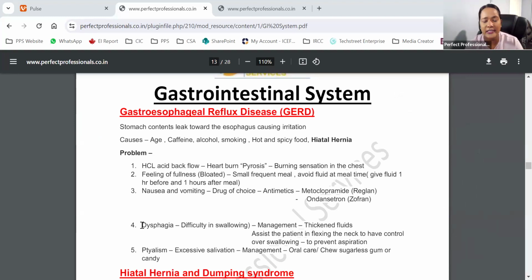Okay, now next is gastroesophageal reflux disease, GERD. What is happening in this? Stomach contents leak toward the esophagus, causing irritation. Okay, the stomach contents. Okay, this is our stomach. This is the esophagus.